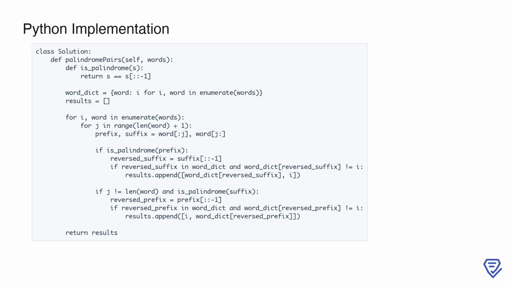6. Avoiding duplicates. The condition word_dict[reversed_suffix] != i ensures that a word is not paired with itself. This prevents duplicate or invalid results. 7. Results list. The valid palindrome pairs are appended as [index1, index2] to the results list. 8. Final return. After processing all words, the function returns the results list containing all unique palindrome pairs. This implementation is efficient, leveraging dictionary lookups to avoid the need for nested loops over all word pairs, making it suitable for larger datasets. The complexity is determined by the number of words and their lengths, with the palindrome checks and string slicing being optimized for performance.